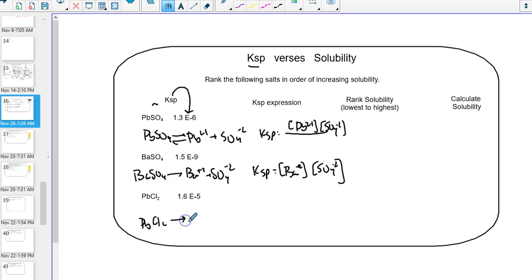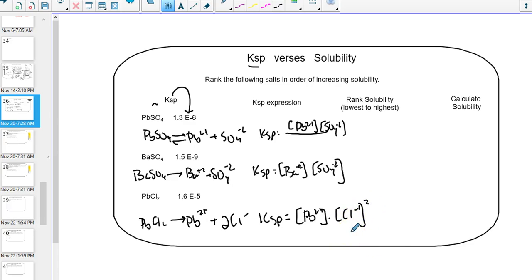And this one we've got here, PbCl2 goes to Pb2+ and 2Cl-. So now here's a little different one. It's going to be Ksp equals the concentration of Pb2+ times the concentration of Cl-, and this one's going to be squared.